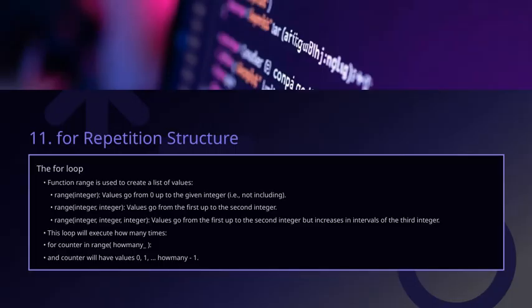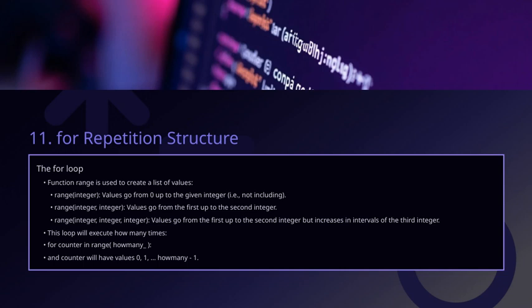Now let's talk about the for repetition structure and how the for loop works. The key function here is range, which is used to create a list of values that the loop will iterate over. When we use range with a single integer, like range 5, it generates a sequence starting from 0 up to, but not including 5. So it gives us 0, 1, 2, 3, and 4.